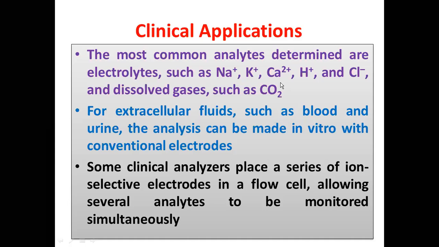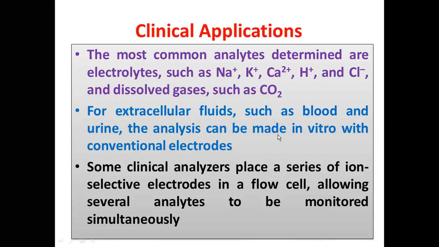Similarly, potassium ion selective electrode, calcium ion selective electrode, liquid based membrane electrode, hydrogen ion selective electrode, that is the pH electrode, and gas sensing probes like the carbon dioxide sensor can be used to determine the concentration of the respective analytes in any clinical samples. Of course, for extracellular fluids such as blood and urine, the analysis has to be made in vitro with the conventional electrodes.